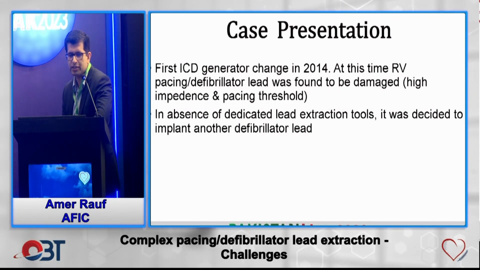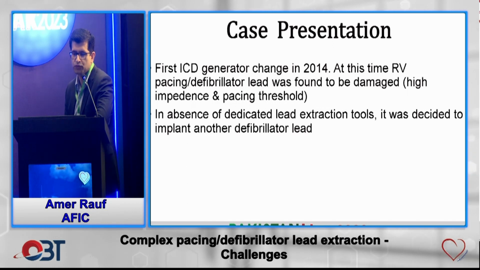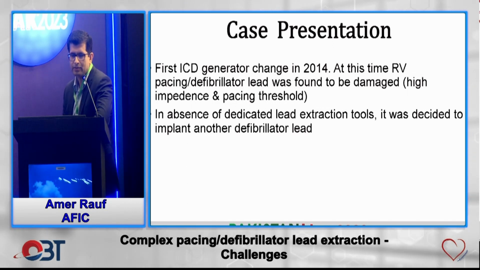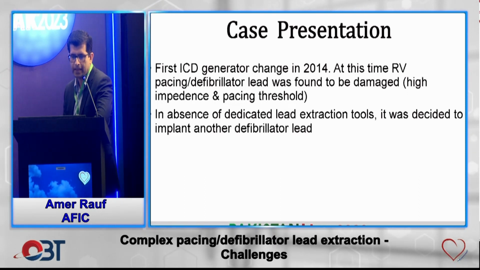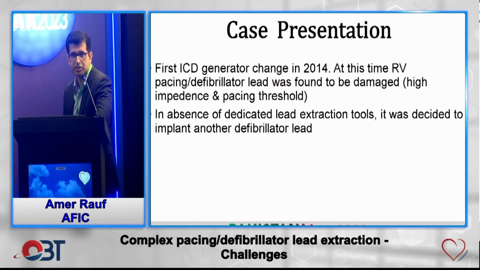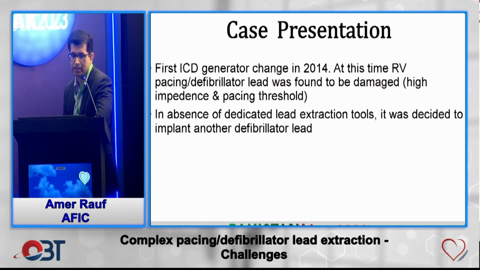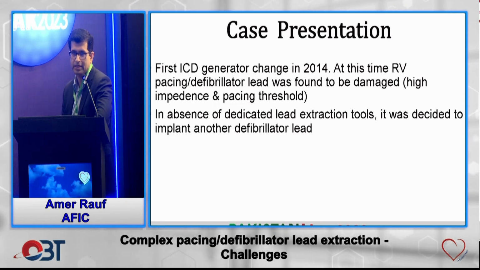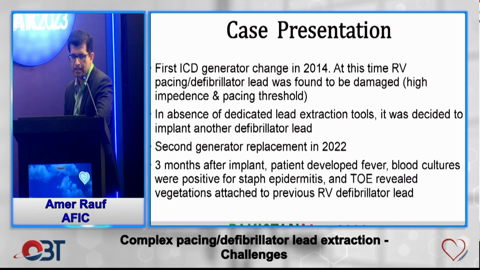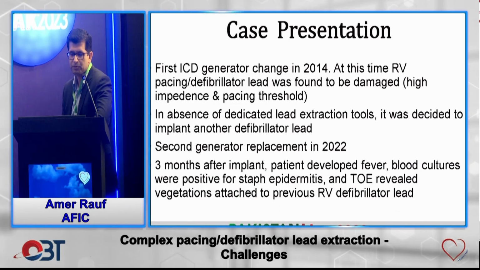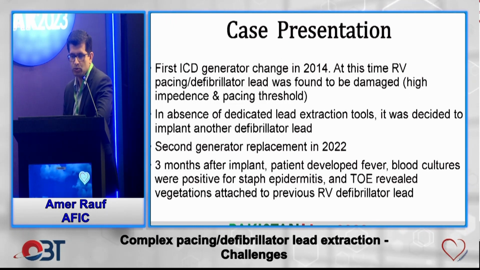The first ICD generator change was done in 2014, and at that time, the right ventricular pacing and defibrillator lead was found to be damaged. And in the absence of a dedicated lead extraction program at the time, it was decided to implant another lead, which means the initial faulty lead was left in place. His second generator replacement was performed in 2022.